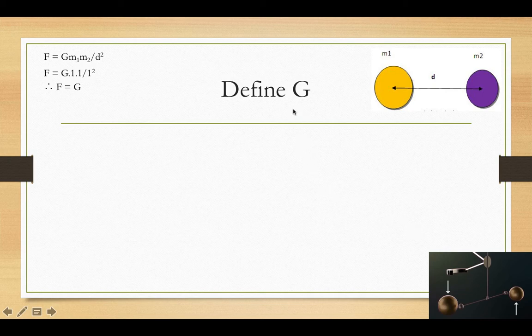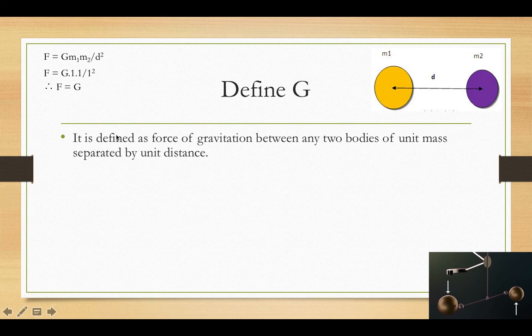Define G, or define universal gravitational constant. Just before we discuss it, when the mass of both bodies is 1 kg and the distance is 1 meter, then F becomes equivalent to G. So now we are going to define G. G is the force of gravitation when the masses of both bodies are 1 kg, separated by unit distance, 1 meter. G is defined as the force of gravitation between any two bodies of unit mass separated by unit distance, and its value is 6.67 into 10 to the power minus 11 Newton square meter per square kg.